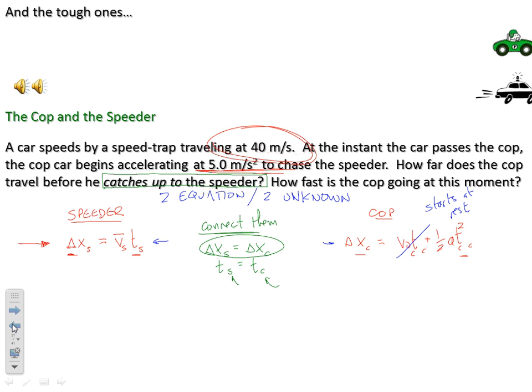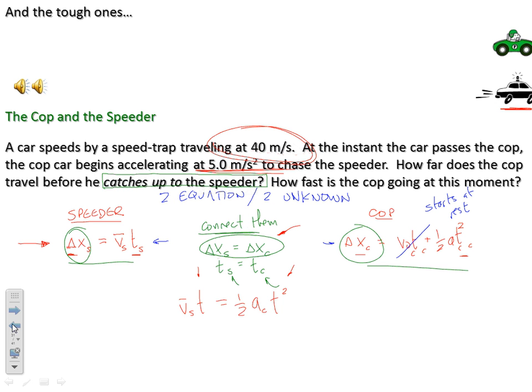Okay? So that means we can take these two equations and set them equal, because this and this are the same. So we can say v average speeder times t equals 1/2 a cop times t squared. Now notice, I dropped t speeder and t cop because they travel for the same amount of time. Now, sure, the speeder was traveling for some amount of time prior to the time that the cop was accelerating, but when we say t cop, we talk about the time that he was moving. And during that time interval, the same amount of time passes while they get to the same displacement.